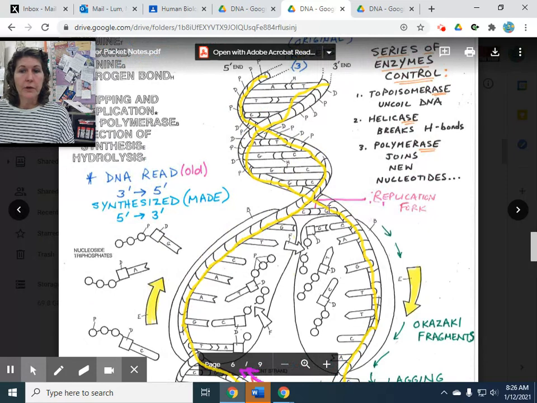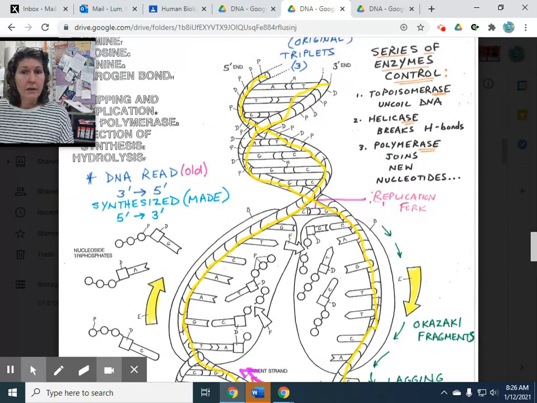Where's my replication fork? Well, right now it's right here, because that's where my original base pairs are still together. But I also know that helicase is coming in and breaking those base pairs. So my replication fork is going to keep moving. And once again, this is happening in multiple places along the way.